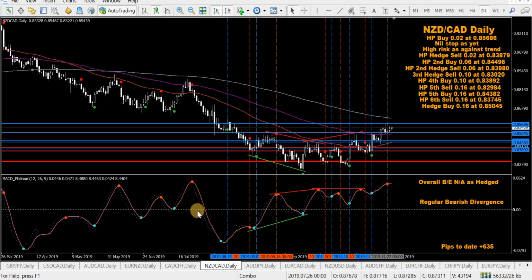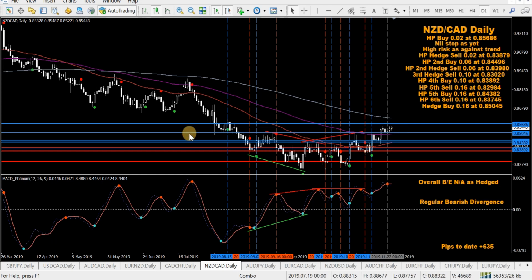We'll go to New Zealand CAD, similar baby. I've got trades everywhere. I like it because all the trades are in the same area. I'm currently hedged, so overall break even is hedged. So I'm just sitting here. Look at this, the MACD's been above the 0 level. So I'm looking for a sell trade. I could consider closing out some of these buys if I do get a sell trade.